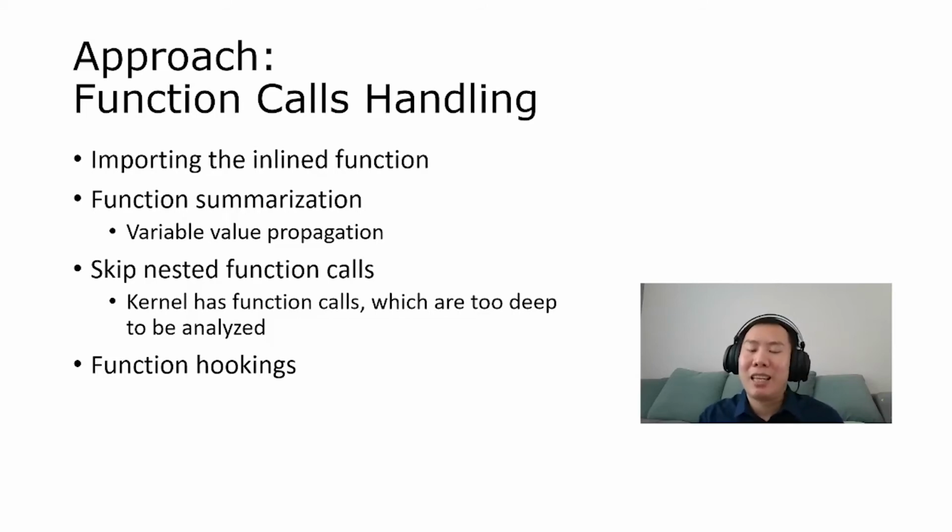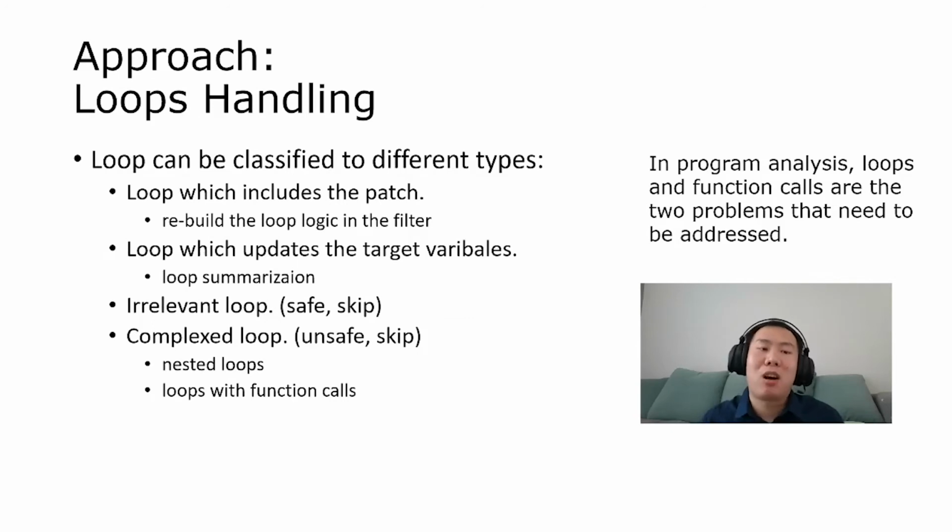I will explain it in the next 2 slides. So besides the function calls, another thing that needs to be handled is loop. Because in static analysis, we do not know how many times the loop will be run. To process the loop, we also classify them into different types.